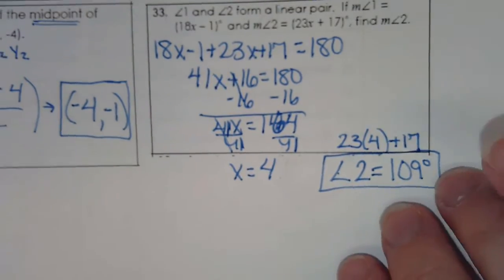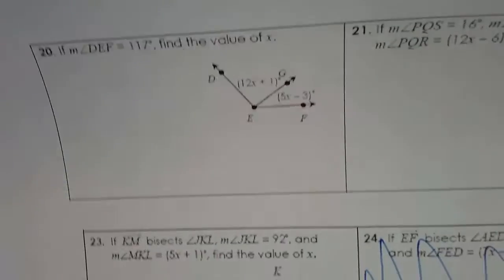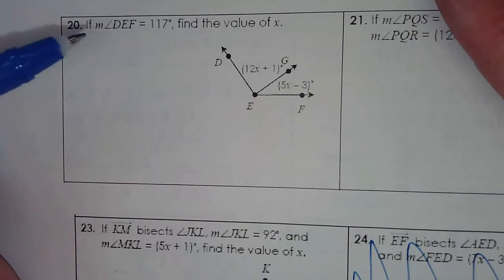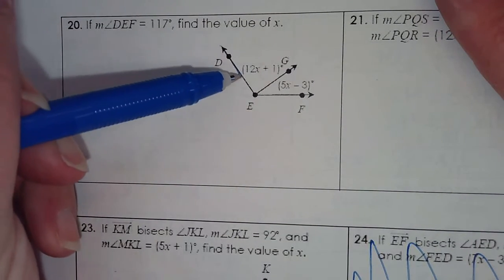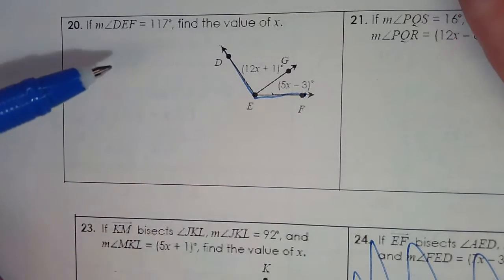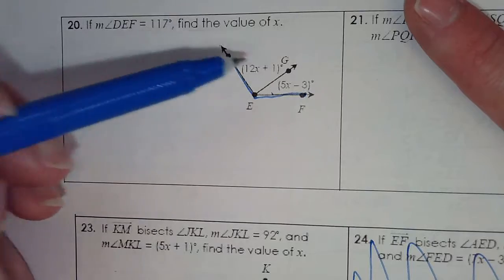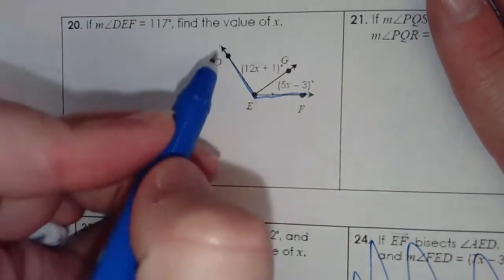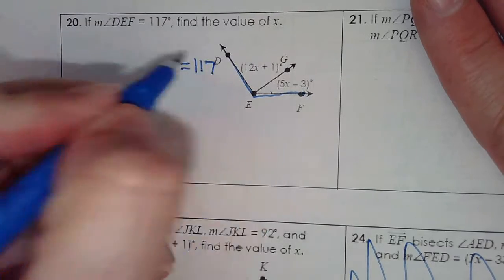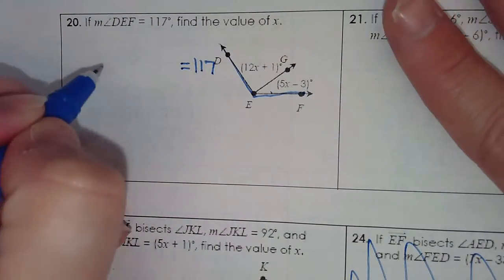Okay, next page. Starting to get into angles a little bit more. Actually, I think it's all angles from here on out. Number 20, they tell you in the directions that angle DEF is 117. You do not have any markings on your pictures, so you shouldn't have set them equal to each other. Because DEF is the largest angle, that is what you are setting it equal to. And then you add your other two together.